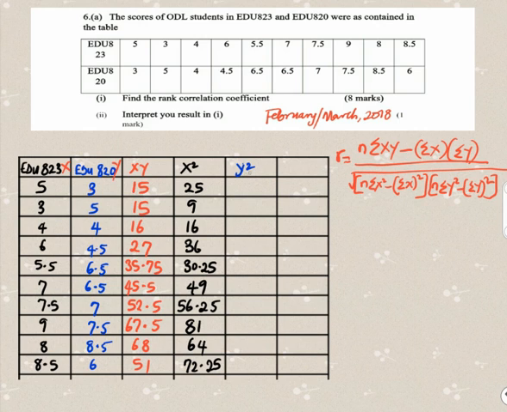Y squared. 3 squared, 9. 5 squared, 25. 4 squared, 16. We have 4.5 squared to give 20.25. 6.5 squared is going to give 42.25.